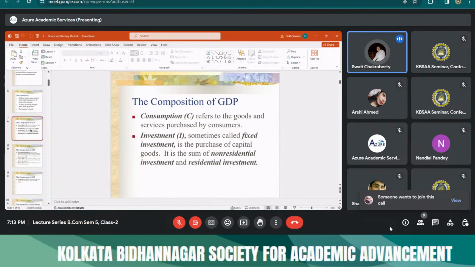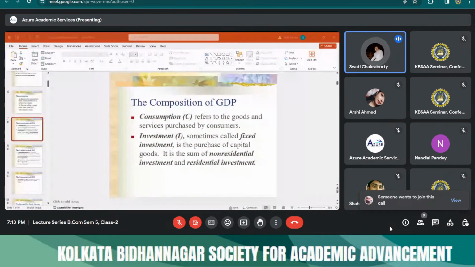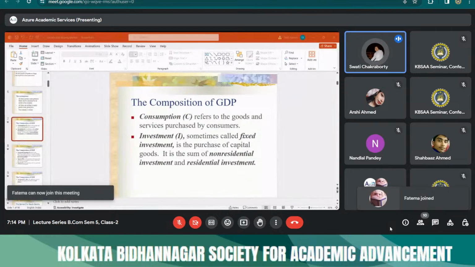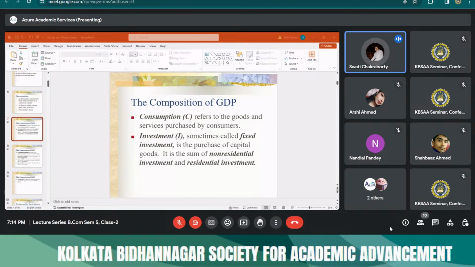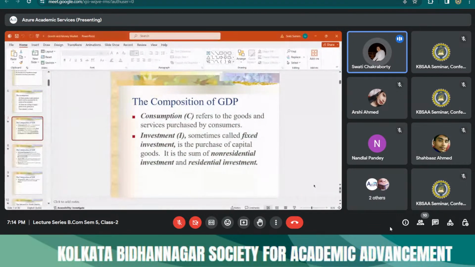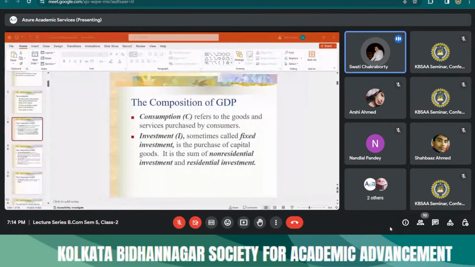Slide 7. Yes. First and foremost, when we talk of income, where does the income that the producers are earning come from? It's because there's demand that production is happening. So what are the sources of demand? The first is consumers, who consume goods and services. That is consumption, denoted by capital C. The next is investment, or fixed investment, where we are talking of capital goods. It is the sum total of non-residential investment and residential investment, and is denoted by capital I.